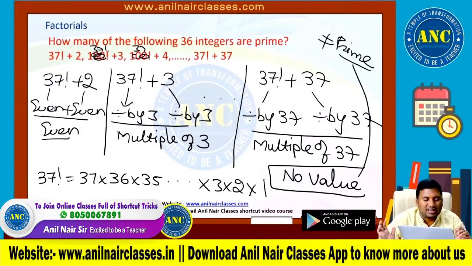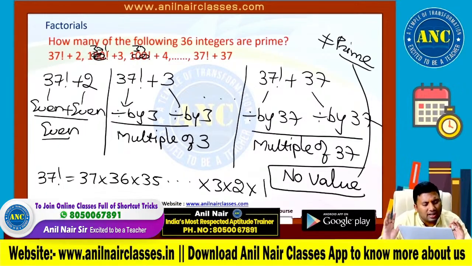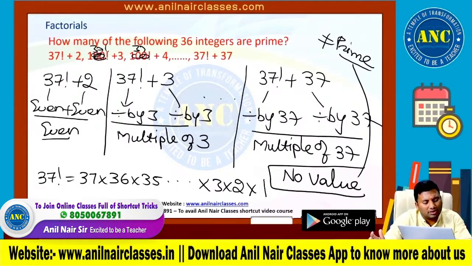I hope the idea is clear. Very, very good question which tells us the definition of a prime number. What happens if you add two numbers which are divisible by a particular number? Next one.